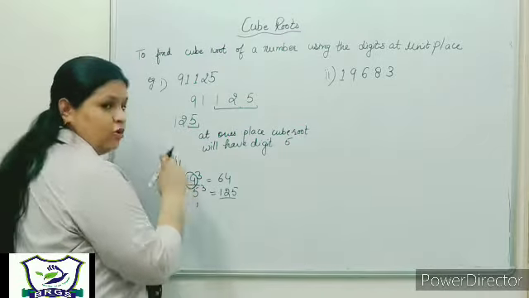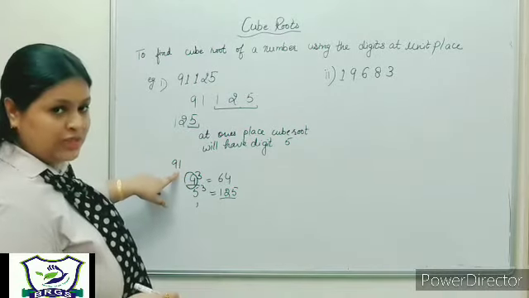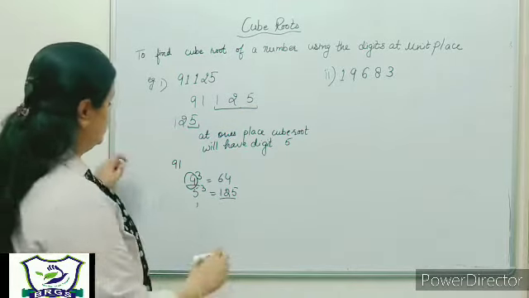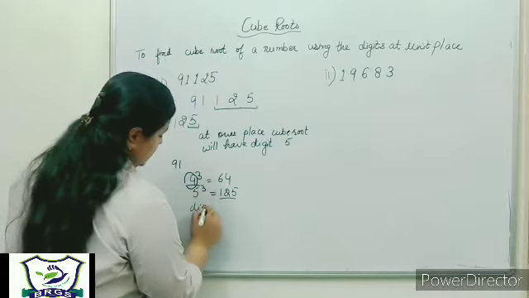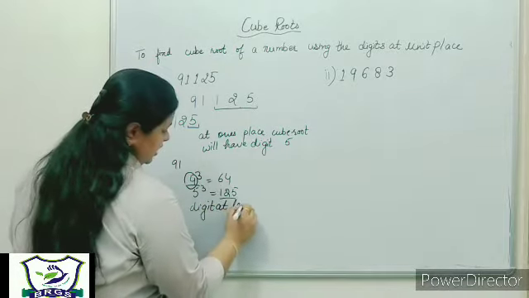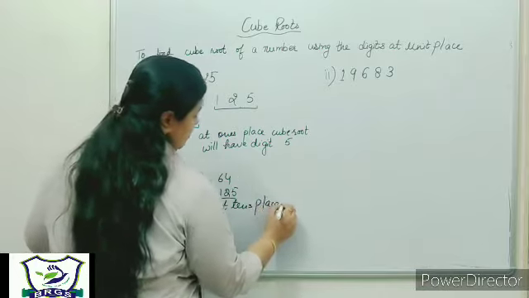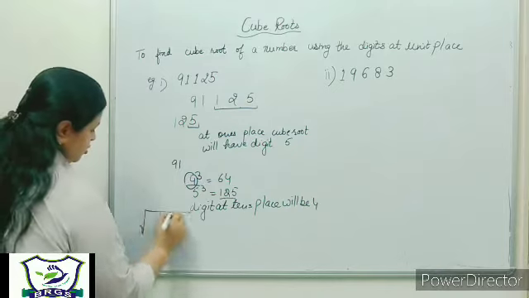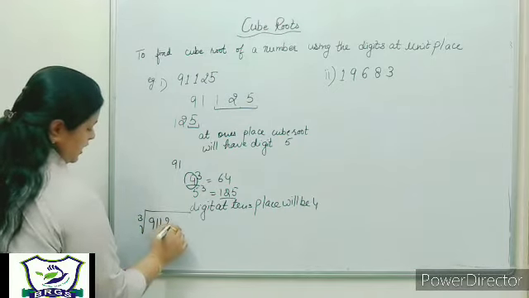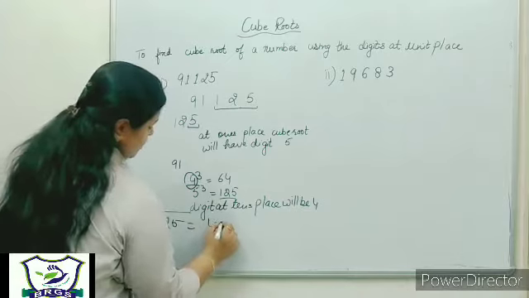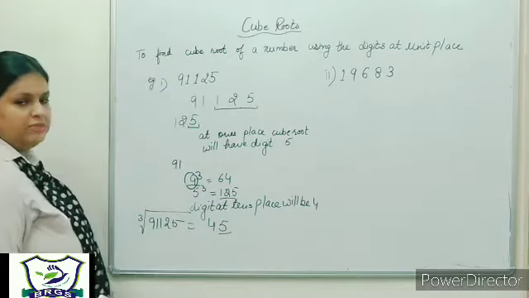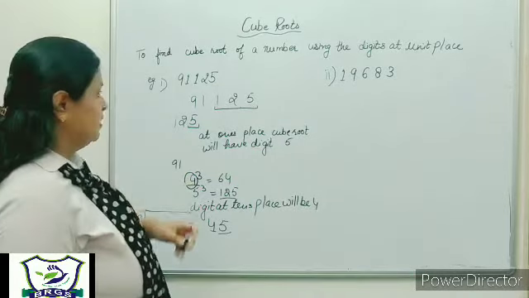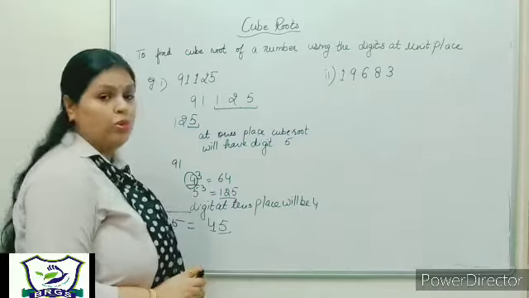The largest digit whose cube is either equal to this one or less than this one, that will be considered as digit at the tens place. So digit at tens place will be 4. So cube root of 91,125 will be 45. 5 will be the digit at ones place and 4 will be the digit at the tens place. Now clear? Let's understand it with one more example.